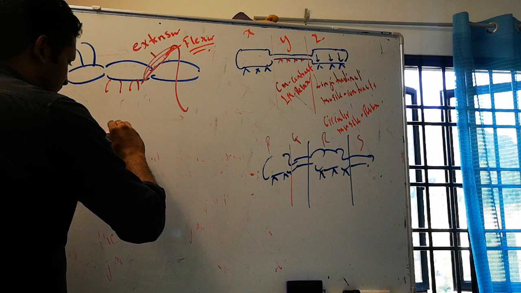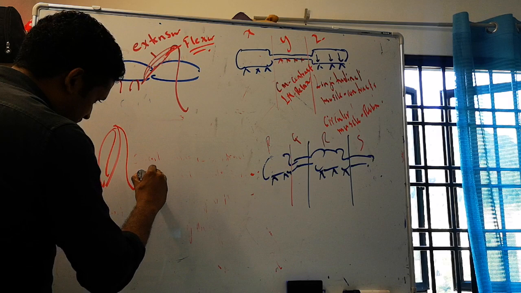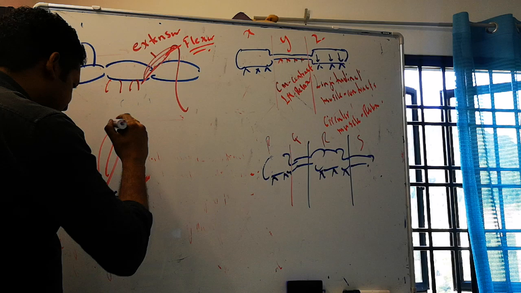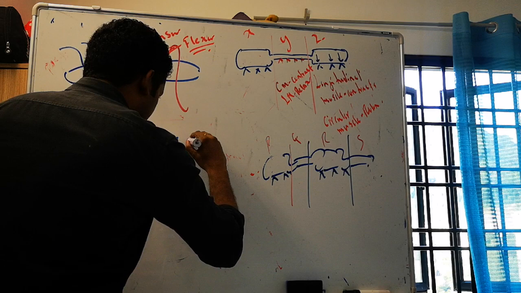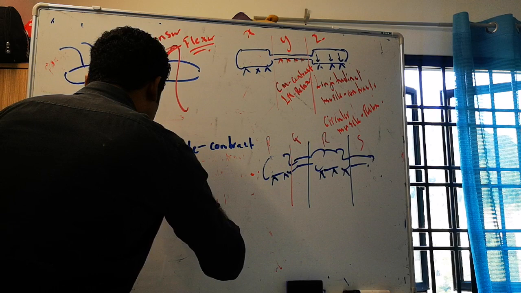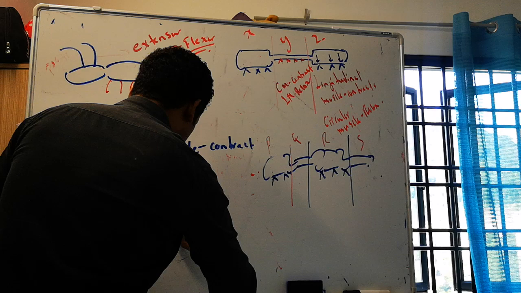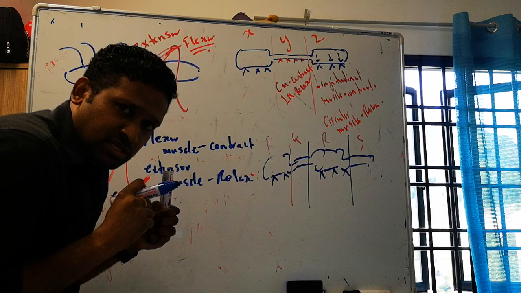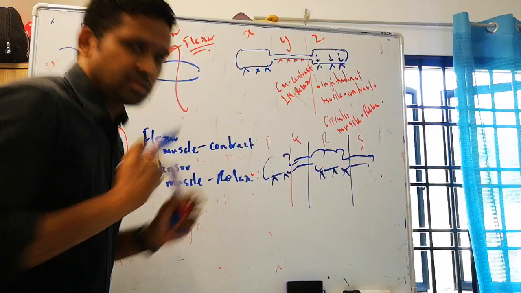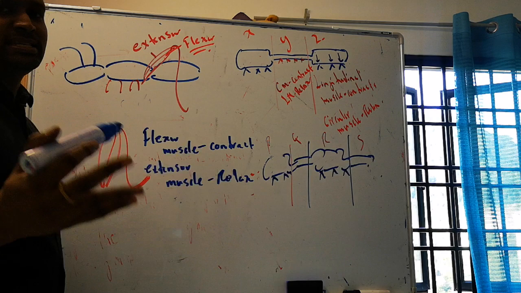First of all, they move the leg into a Z position. It means the leg comes closer first. When this happens, the flexor muscle contracts and the extensor muscle relaxes. That means the insect is getting ready to jump. They bring their legs closer first before they spring forward. So the flexor muscle contracts, the extensor muscle relaxes. Again, same concept.